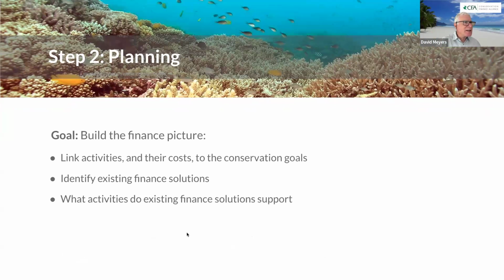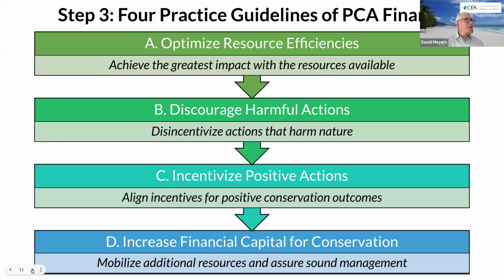And then the second step is on the planning, where you're trying to build more of a financial picture. You're looking at the activities that you have identified, their cost structures, their relationship to the conservation outcomes, what existing finance mechanisms you have in place, and how the activities that you've chosen to implement relate to the outcomes and the different finance solutions.